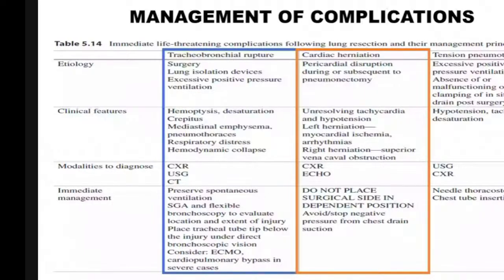As revealed in a USG, we can find tension pneumothorax developing. If there is absence of breath sounds, or if the drain is actually not functioning properly, immediately we need to do a needle thoracostomy. Chest tube insertion needs to be done, if not already done.